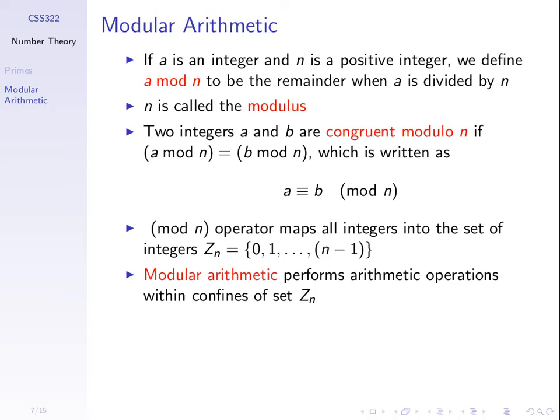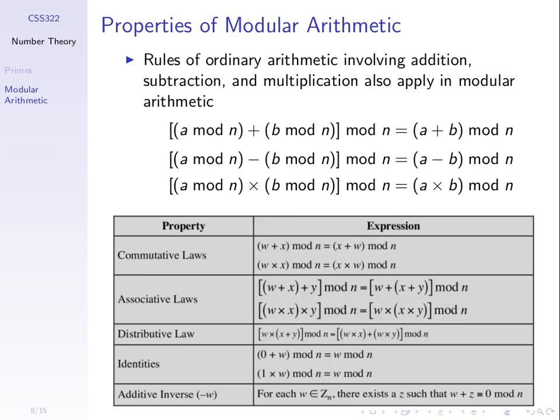Let's go back to our slides and see what we've said. Modular arithmetic is just performing arithmetic operations within that set Zn, where we mod by n. We'll make use of it in public key cryptography and other techniques. Some of the properties of our normal arithmetic also apply. So the laws for normal arithmetic, which you use every day, but maybe you don't remember them, also apply for modular arithmetic.